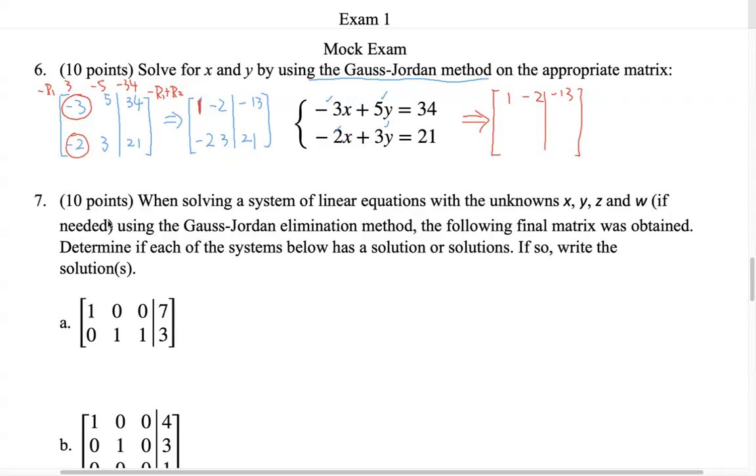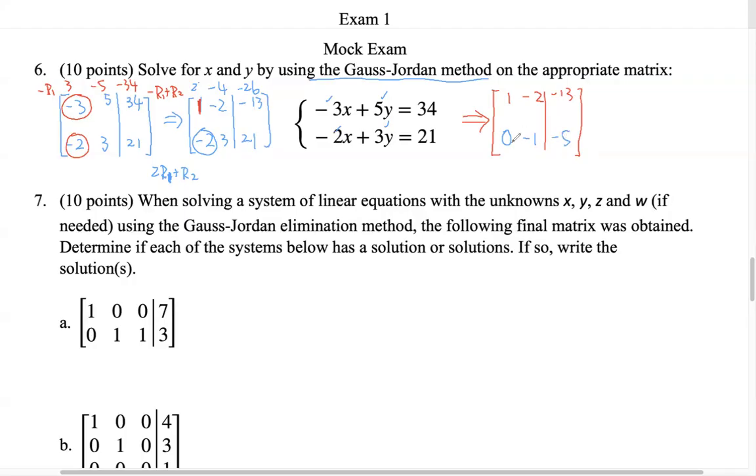Now my second one, I want to change this entry to be 0. So how do I change this entry to be 0? Well, I can build 2R1, right? I build 2R1 from here. So I get 2, I get negative 4, I get negative 26. Then I add to R2. So I get 2R1 plus R2. In that case, I have 2 plus negative 2, bingo, 0. Right? Negative 4 plus 3, I get negative 1. Negative 26 plus 21, I get negative 5.